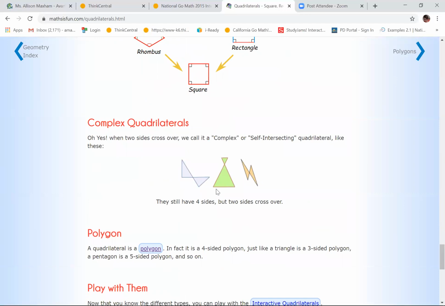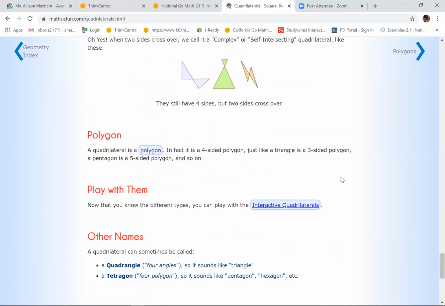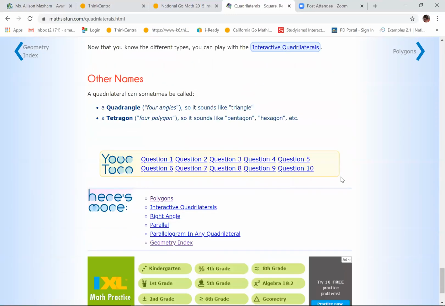Here's the answer to that question. Complex quadrilaterals, oh yes. When two sides cross over, we call it a complex or self-intersecting quadrilateral, like these. They still have four sides, but two sides cross over. So think about it, if you had a piece of paper and you twisted that paper, it's still a quadrilateral, but it's just twisted. Well, that's the answer to our question. Yes, it's a special type of quadrilateral. Okay, let's answer some questions here.